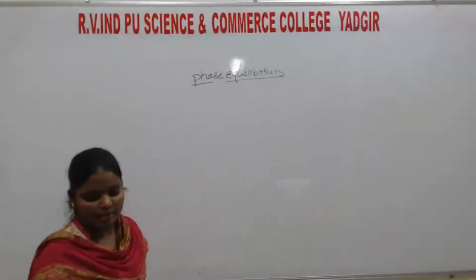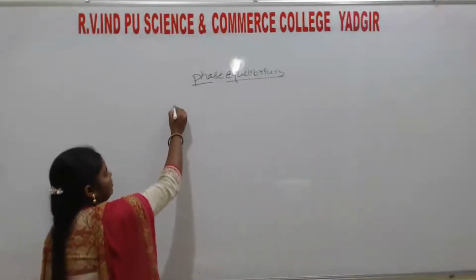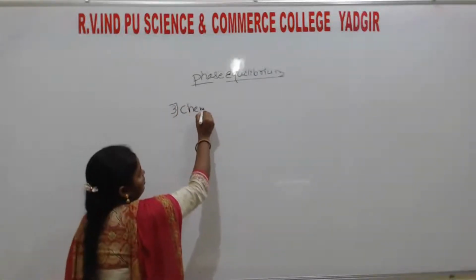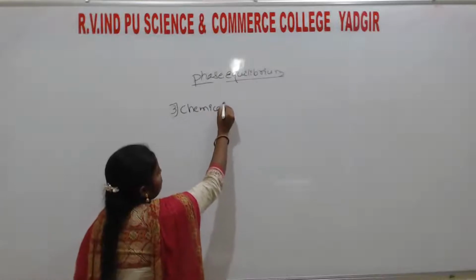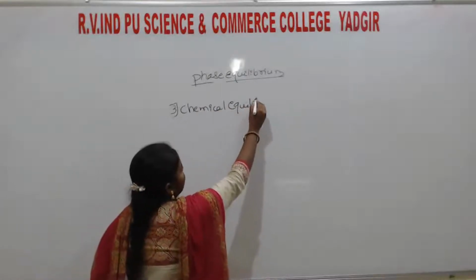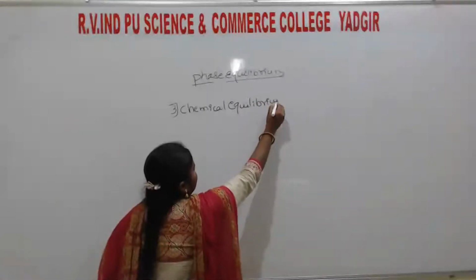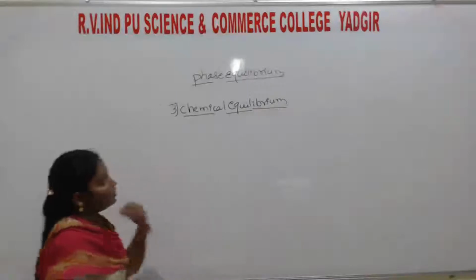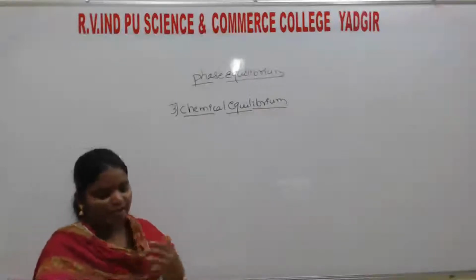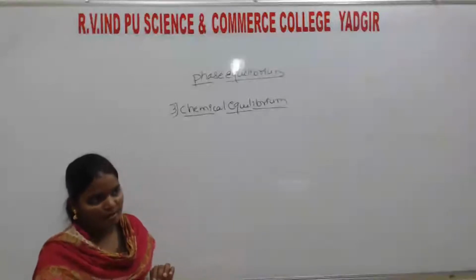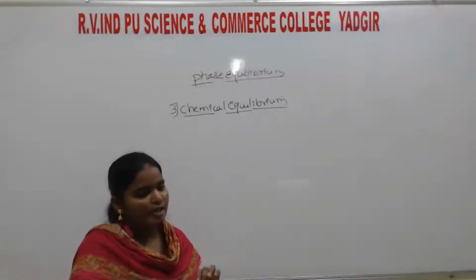Third one, chemical equilibrium. In chemical equilibrium, we define the chemical potential of any component.